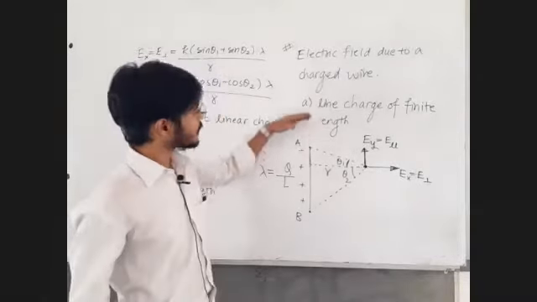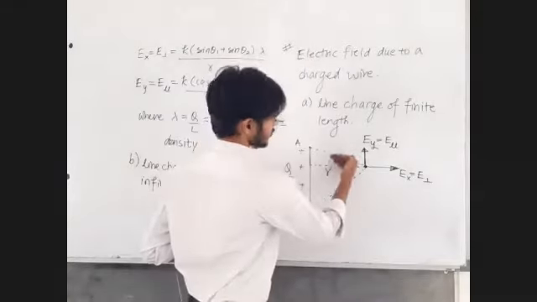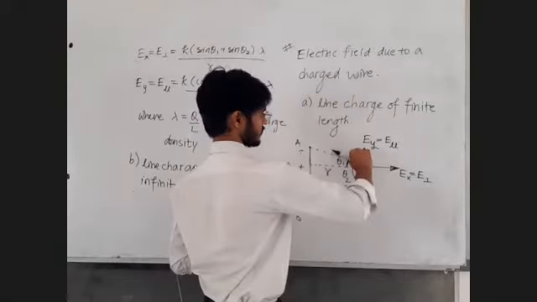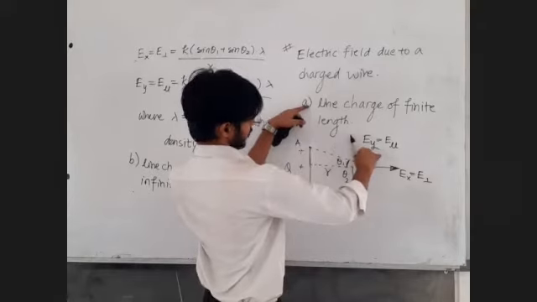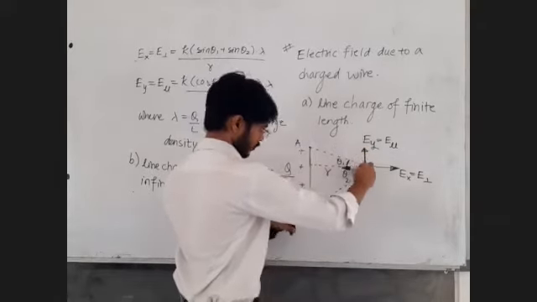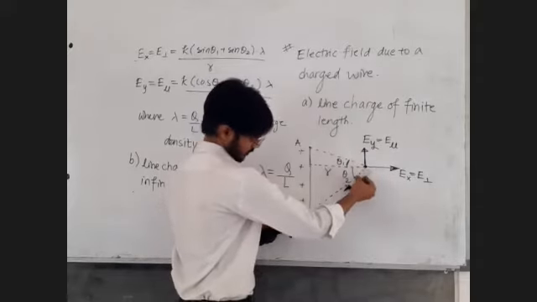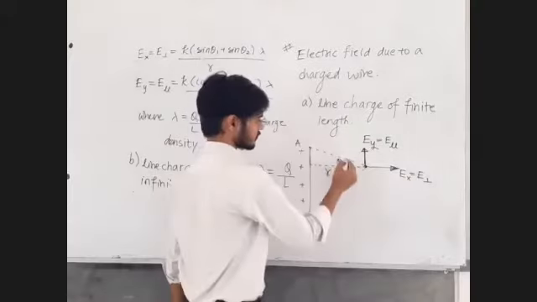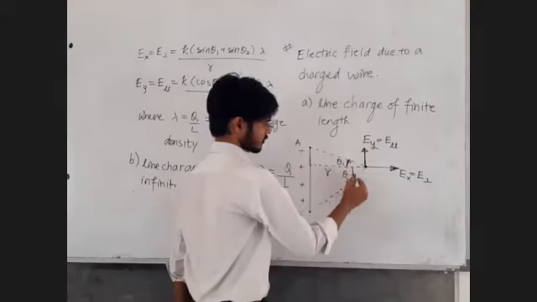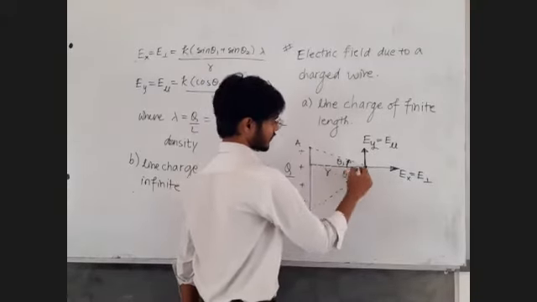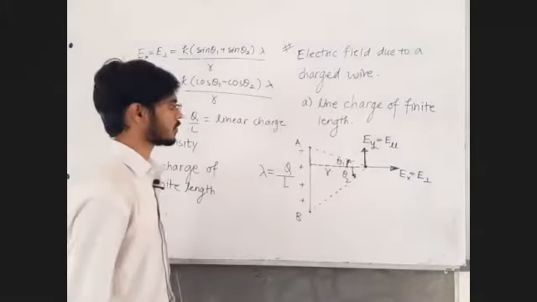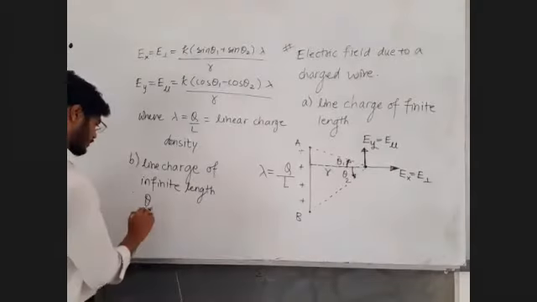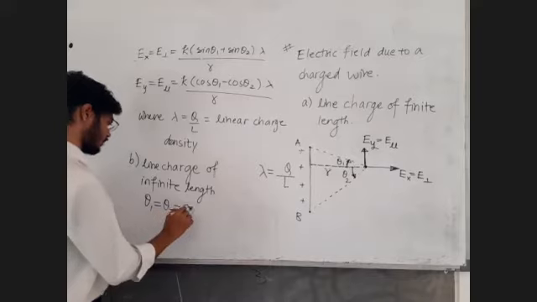So this point A going up and up and up, this angle will go on increasing. Ultimately, it will become 90. Similarly, this point B going down, that angle will also increase. Angle is to be measured from the axial line, either above or below. Fine, sir. Line charge of infinite length: there, theta 1 is equal to theta 2 is equal to 90.